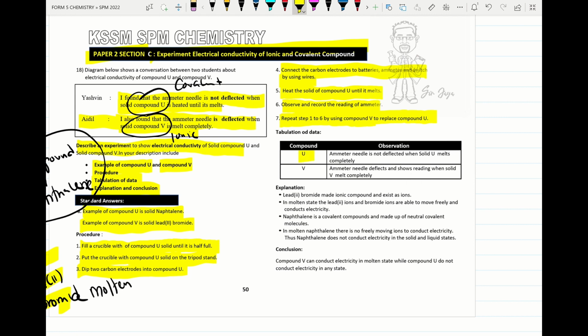Compound U is covalent compound. The ammeter needle does not deflect when the solid U completely melts. While compound V is ionic compound, the ammeter needle will deflect and will show reading when it is completely melted.